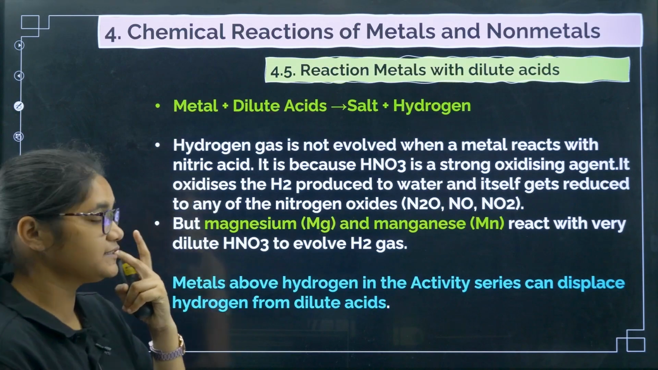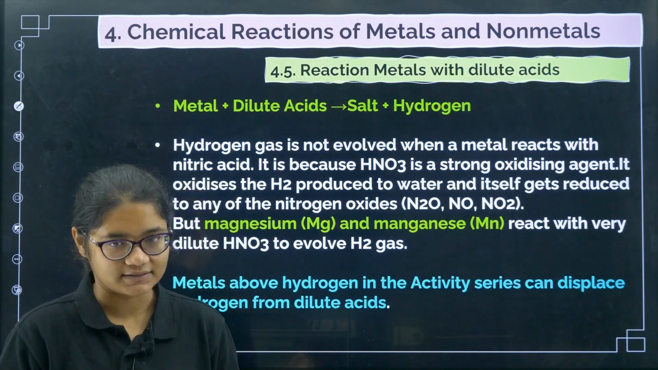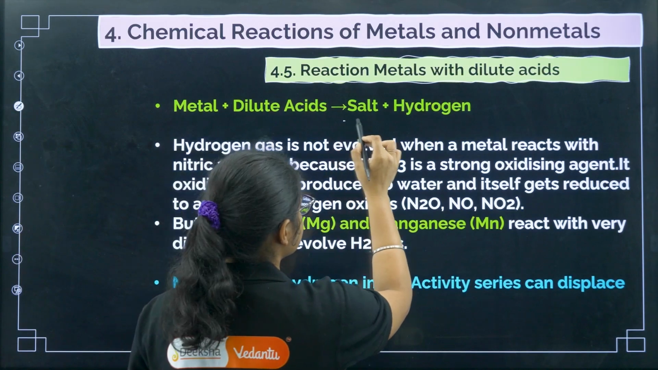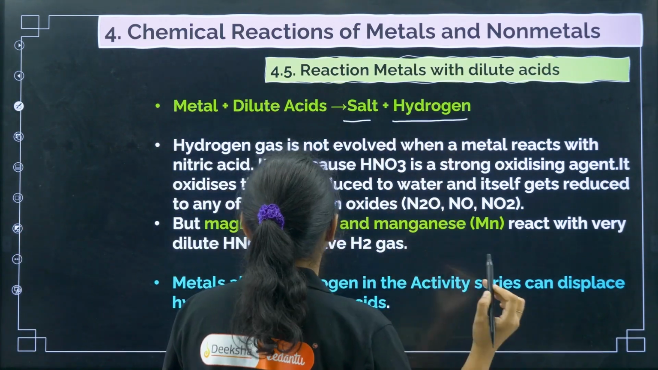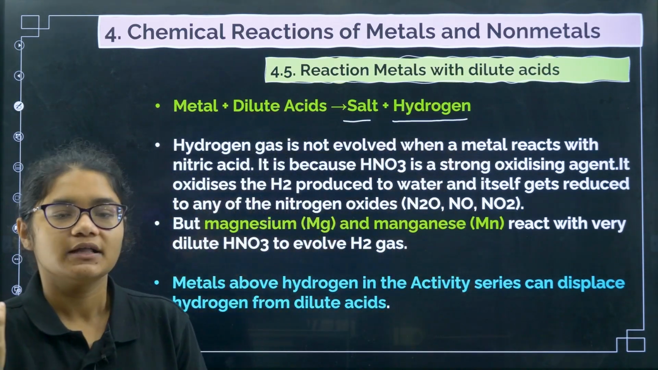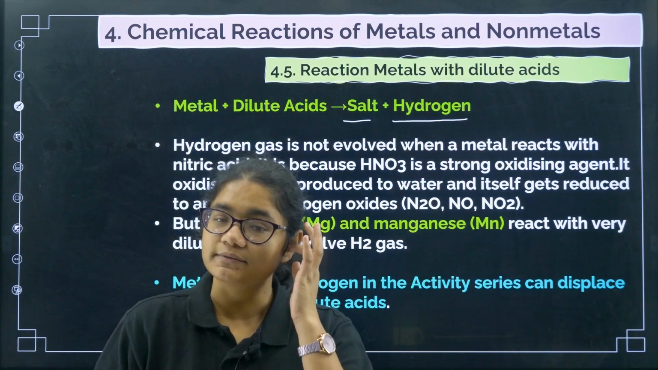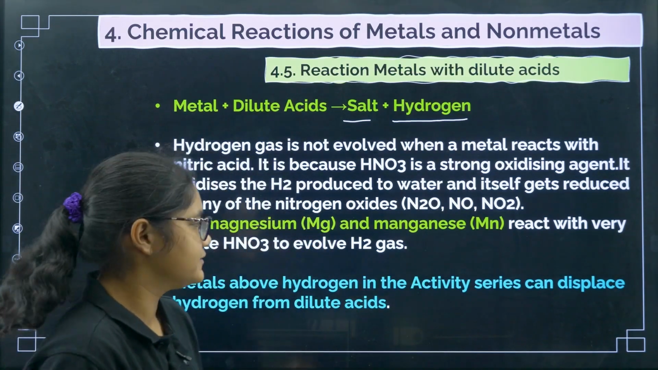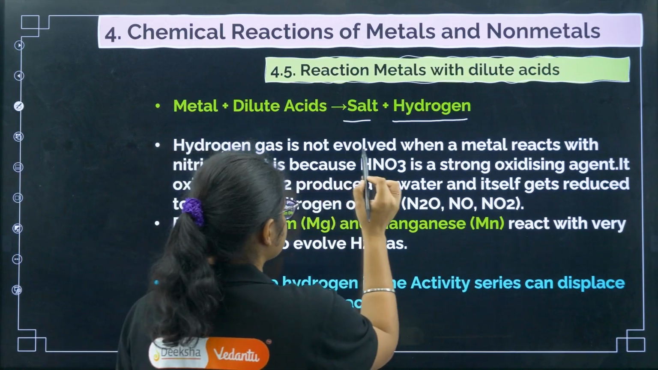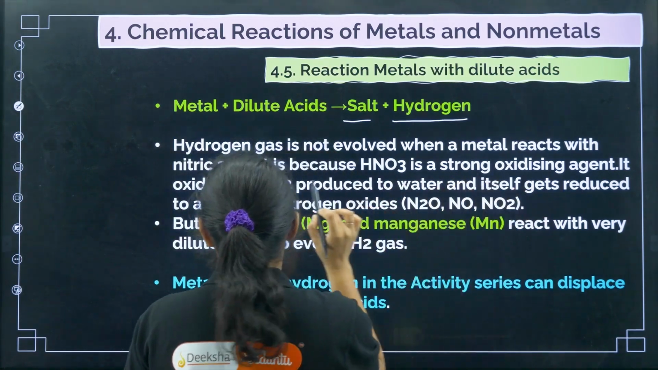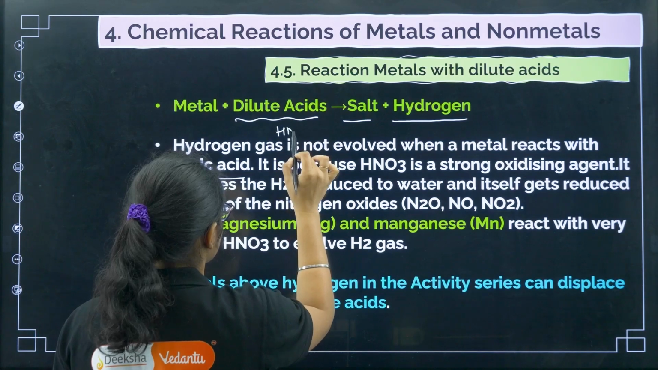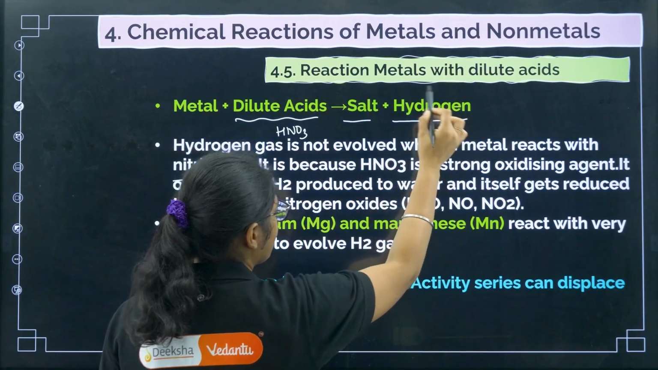Next, coming to reactions of metals with dilute acids. Okay, so now you see metals plus dilute acids will give you salt and hydrogen. Metals, in the chapter Acids and Bases also we have studied that acids react with metals to give you salt and hydrogen gas, right? So now hydrogen gas is not evolved when a metal reacts with nitric acid. So if you take nitric acid, then we will not get hydrogen gas.